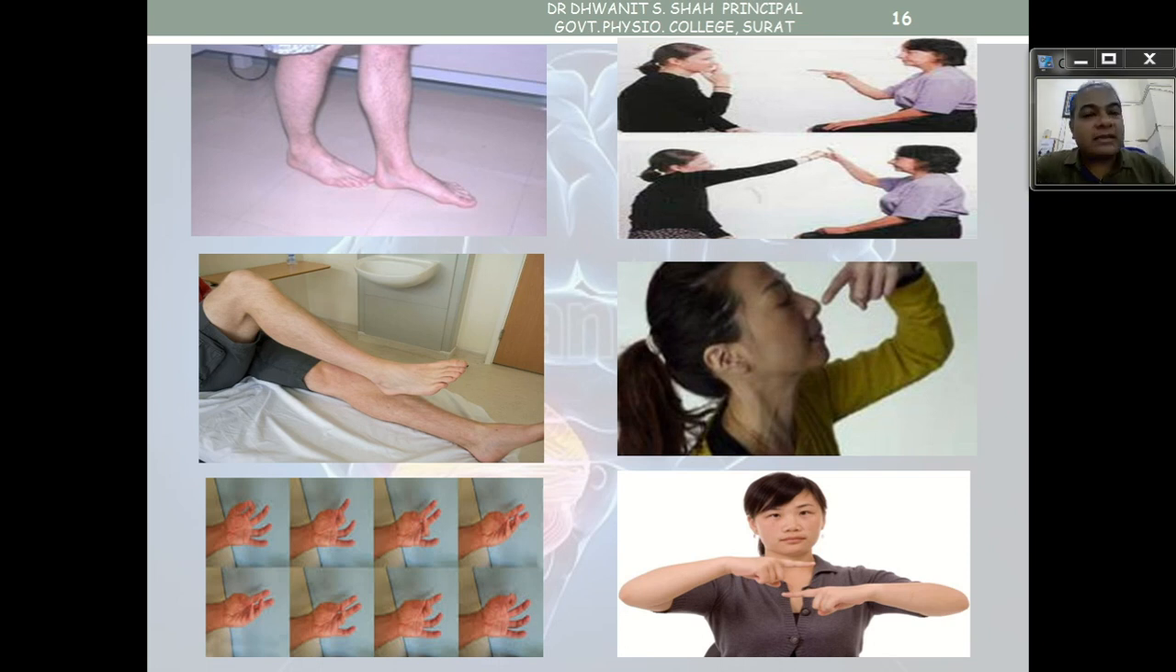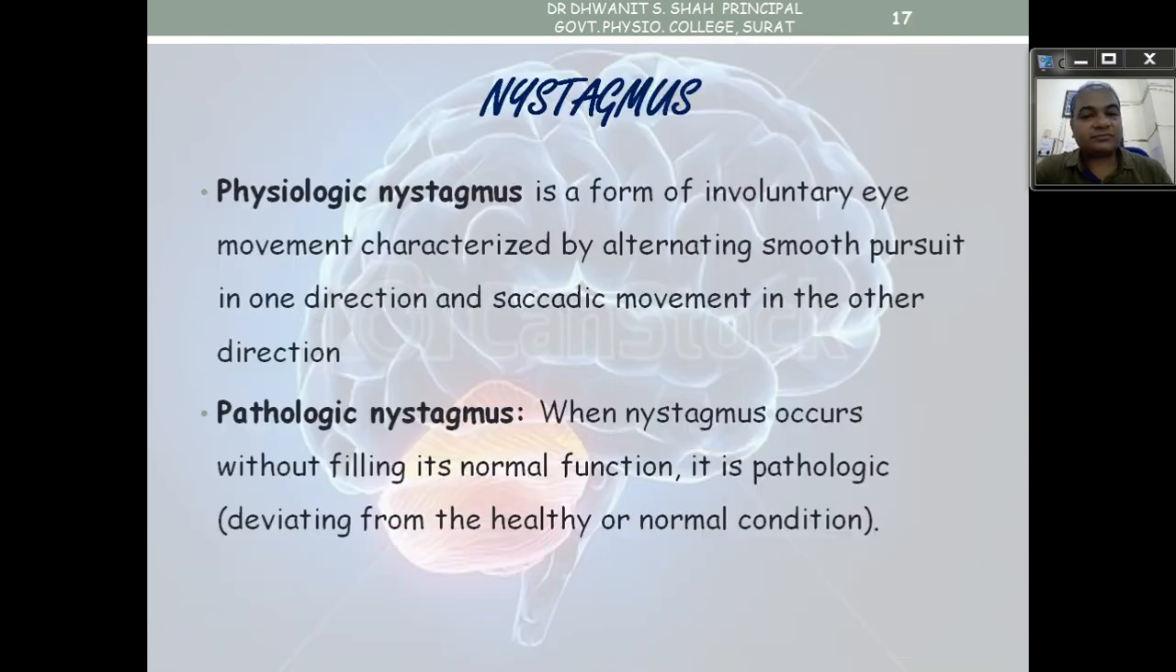We have to repeat the test 6 to 8 times. Then we give a rest, and again you check 6 to 8 times against the same test. We have to do this test in 3 sessions. If out of 10 repetitions, 6 to 7 movements are abnormal, then we can call it incoordinated movements. Next is nystagmus.